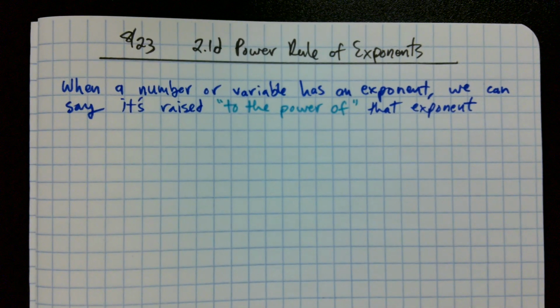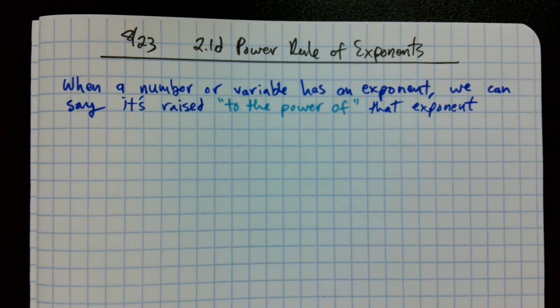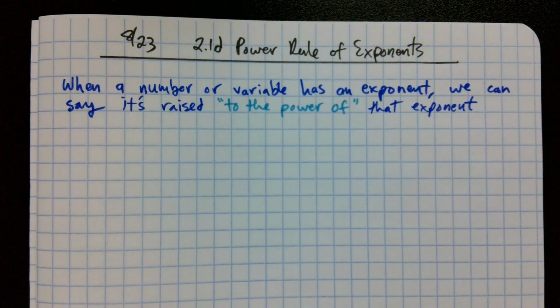So just to review here, when a number or a variable is raised to an exponent or has an exponent, we can say that it's raised to the power of that exponent, to the power of. So today we're talking about the power rule.